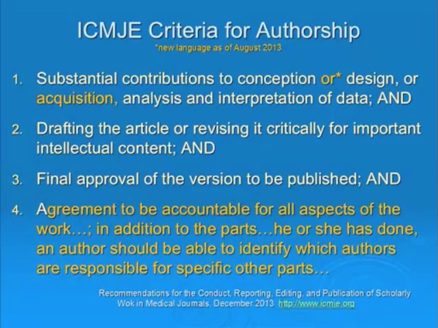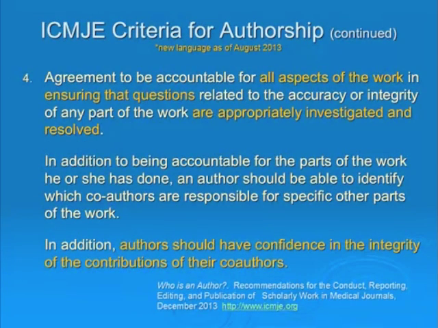Agreement to be accountable for all aspects of the work. In addition to the parts that he or she has done alone, an author should be able to identify which authors are responsible for the other parts. You need to be able to be accountable for the work as a whole. The rest of the paragraph, agreement to be accountable for all aspects of the work in ensuring that questions related to the accuracy or integrity of any part of the work are appropriately investigated.